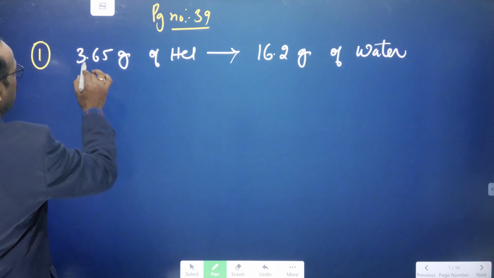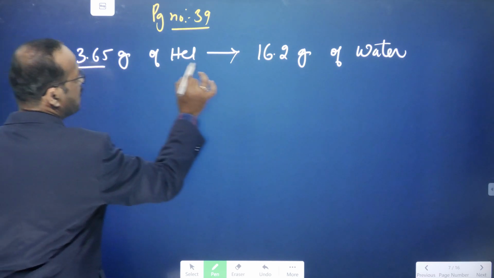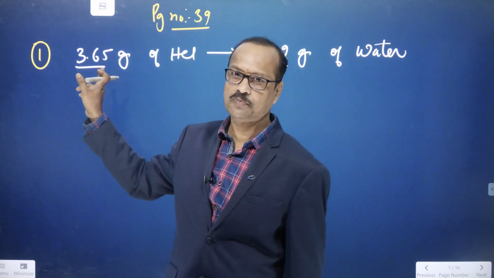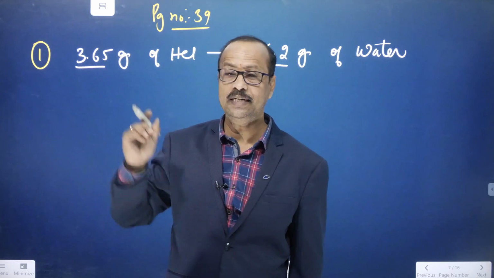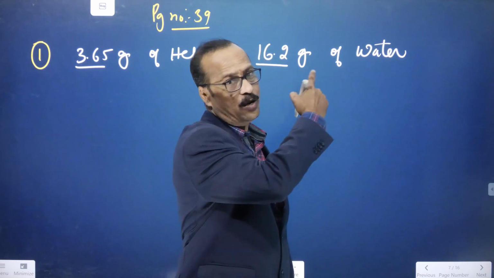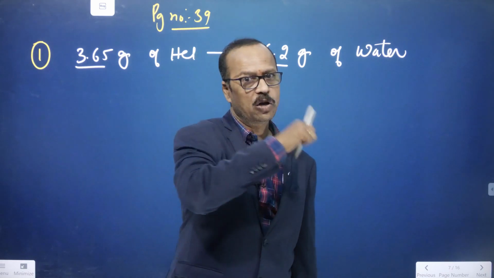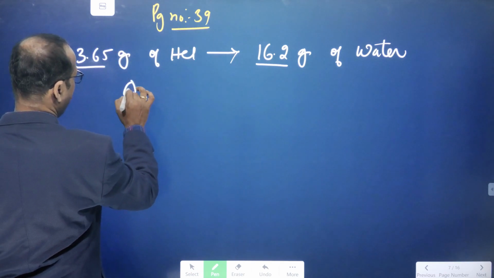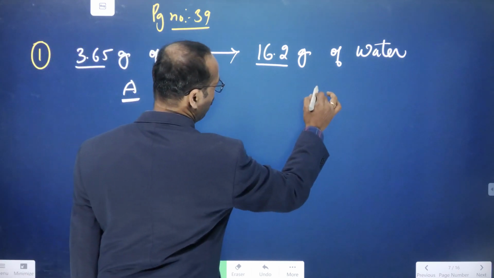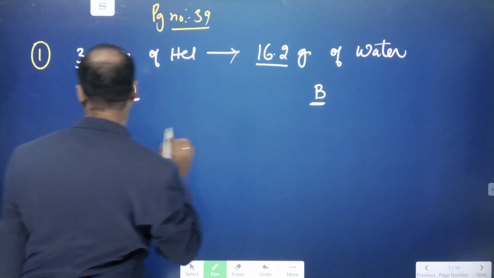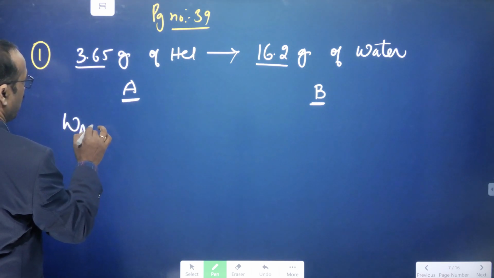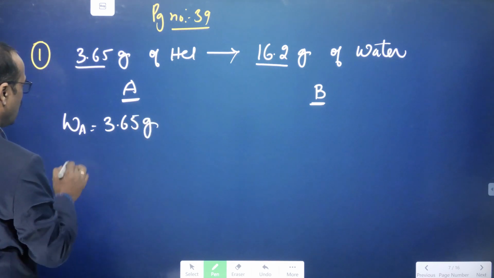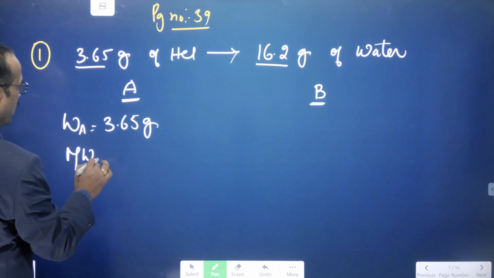Clear? Now here you see 3.65 and 16.2. 3.65 is the lesser quantity, so your solute is HCl and the solvent is water. Let us take this as solute, which we denote by A, and this as solvent, which we denote by B. Now the weight of solute WA is how much? It is given, 3.65 grams.